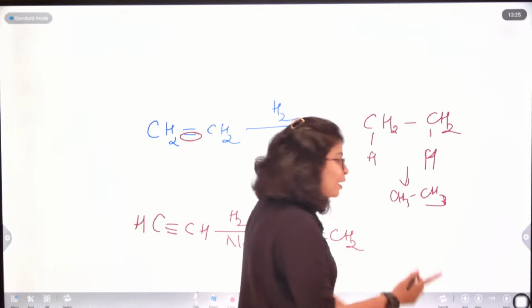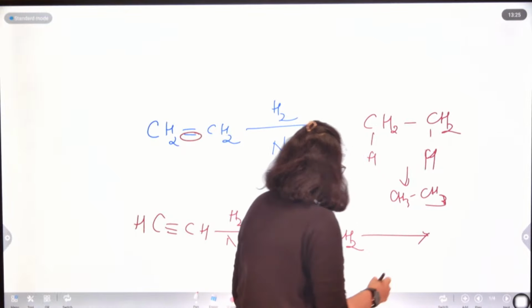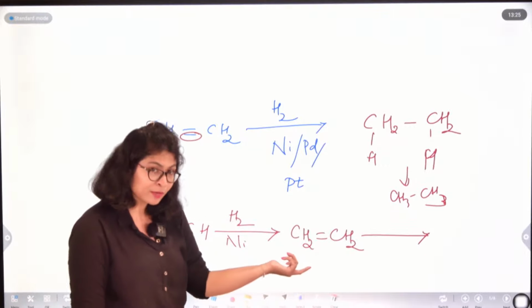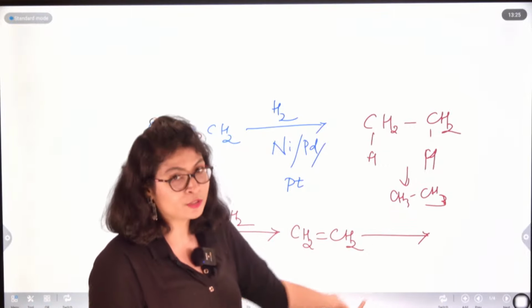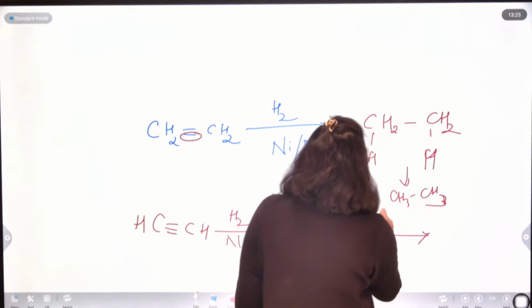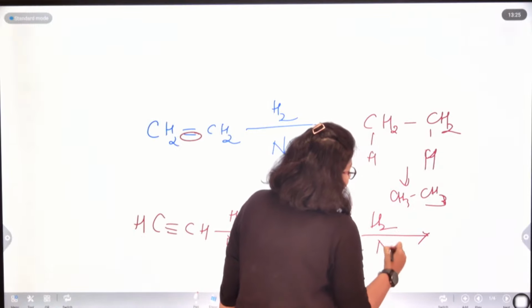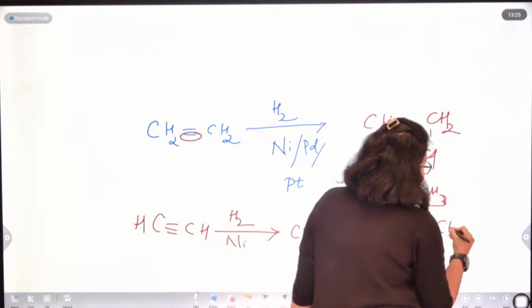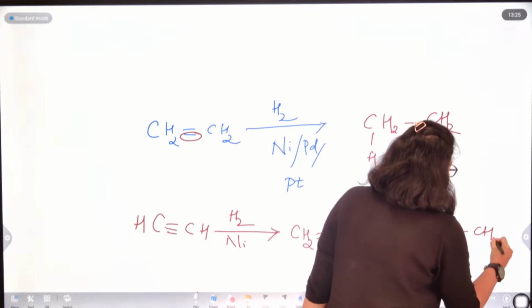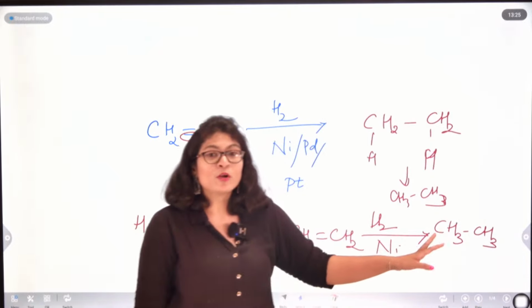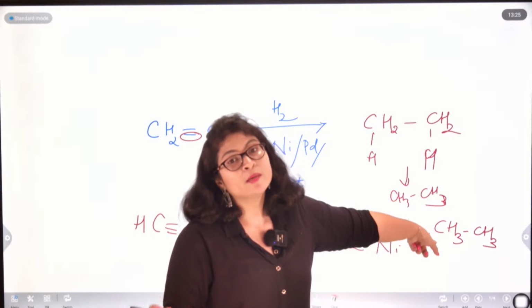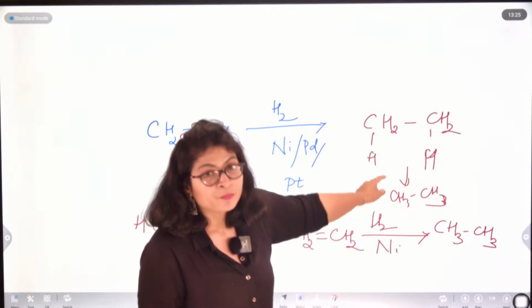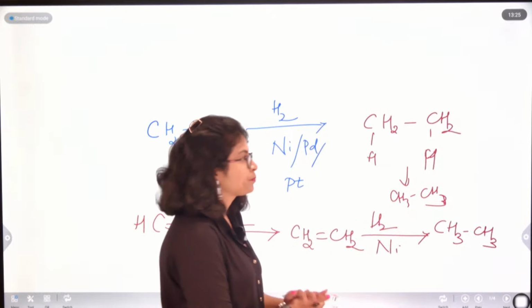Now if I further add another hydrogen molecule, because here I am still getting an unsaturated hydrocarbon, right? It still has the scope of breaking another pi bond, another weak bond. So if I add another H2 molecule to it, in the presence of nickel catalyst, I'll get CH3-CH3. I cannot break it further because I have reached the ultimate condition where I have only single bonds, and sigma bonds are difficult to break. So I cannot hydrogenate it further.